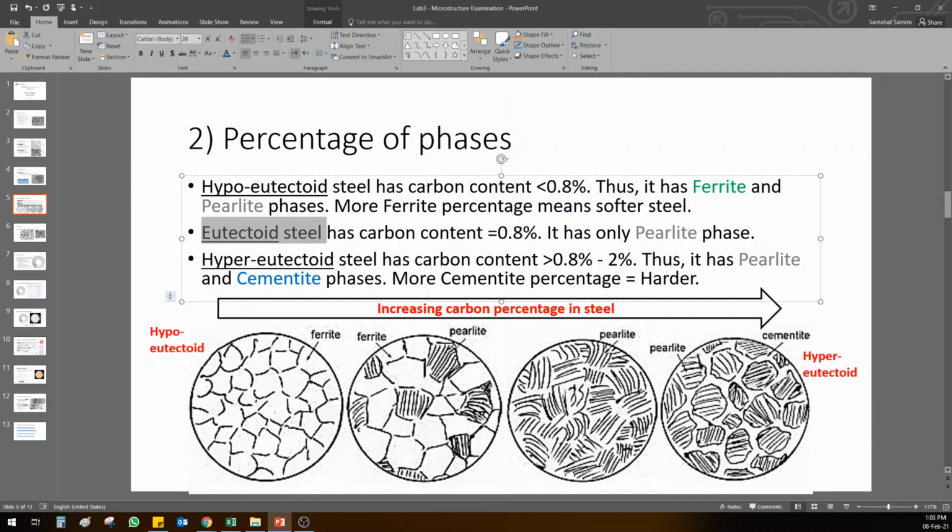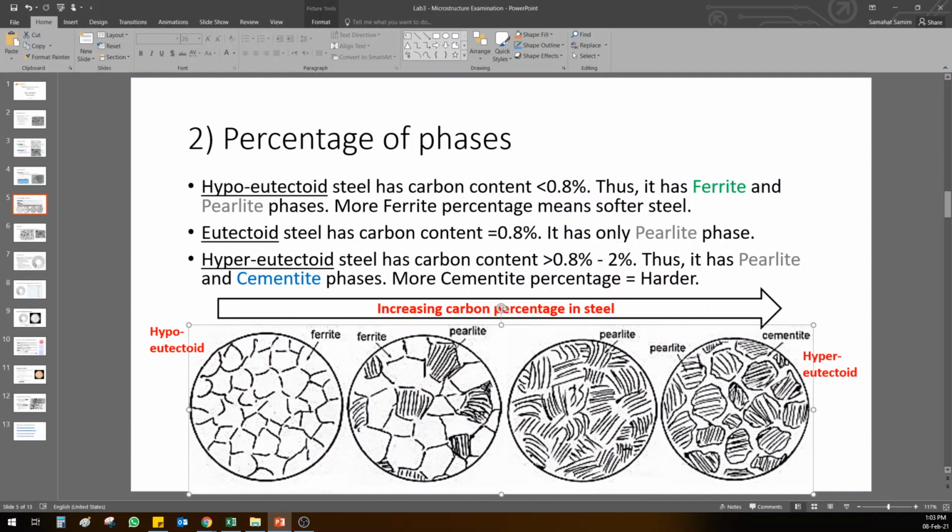And the last category is hypereutectoid. Hyper means increased. So it has carbon content more than 0.8% and up to 2%. It will be a combination of pearlite and cementite phases, and you can see an example of that here on our right side. It is very hard in nature because the carbon percentage is now more. So if you have pearlite and cementite combined, it will have carbon percentage of 0.8 to 2%, which will give you a harder steel.